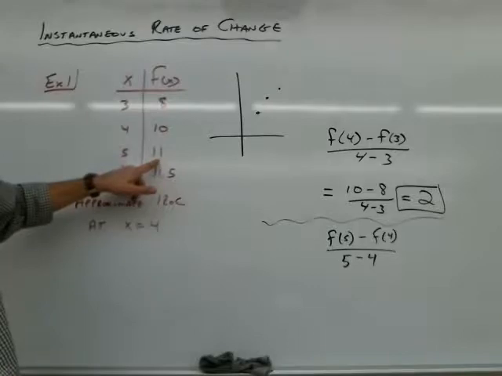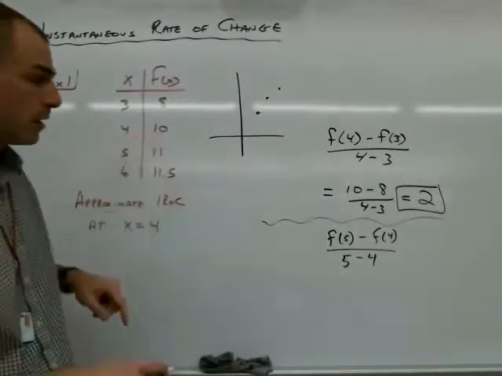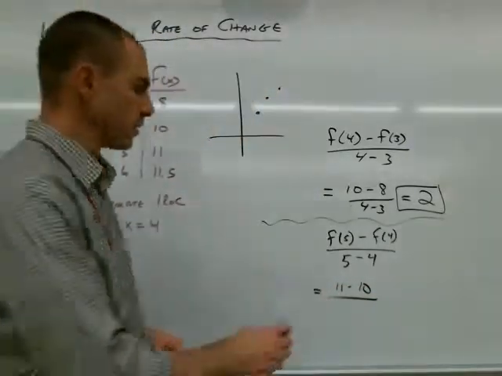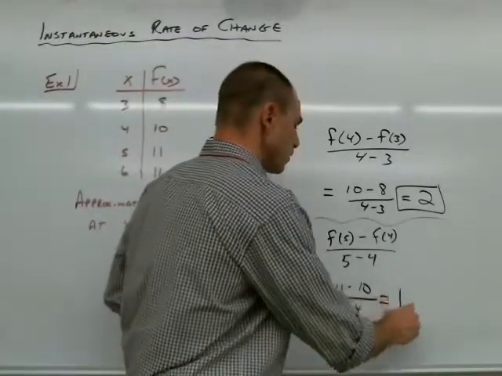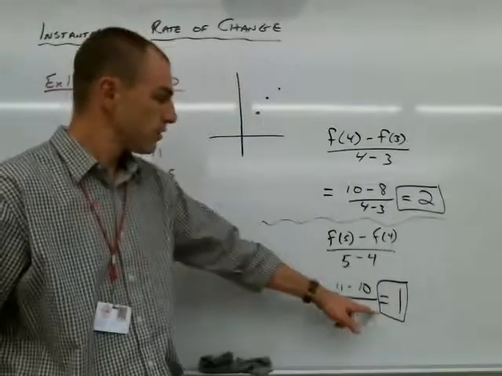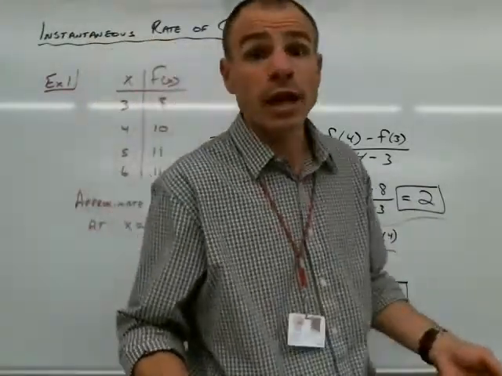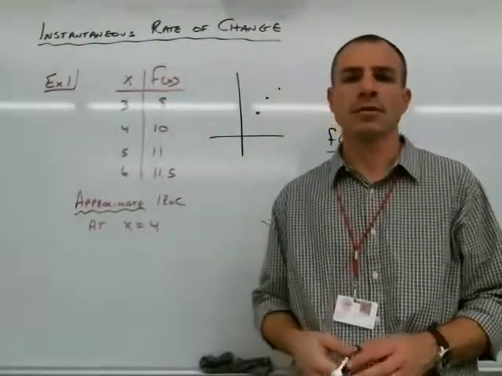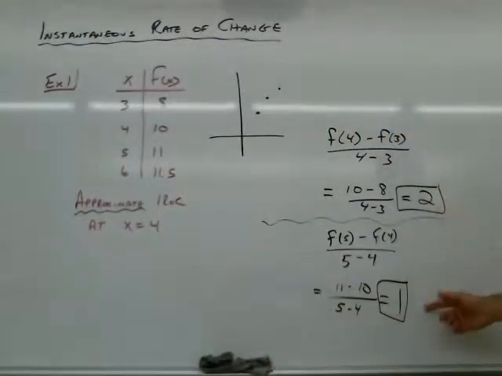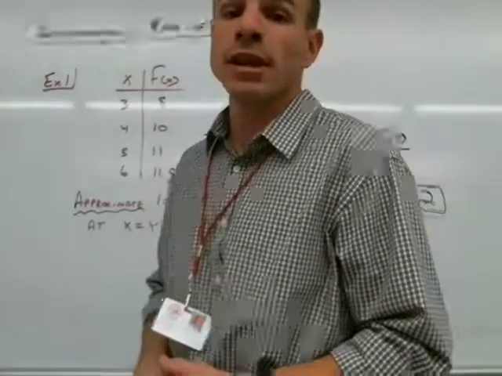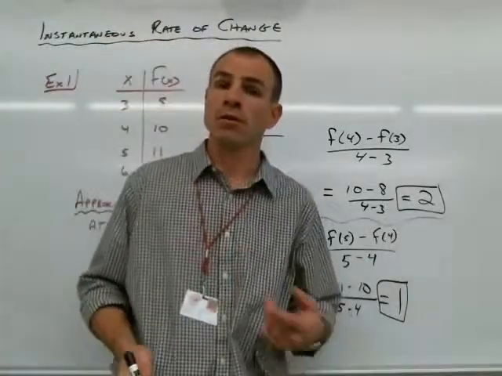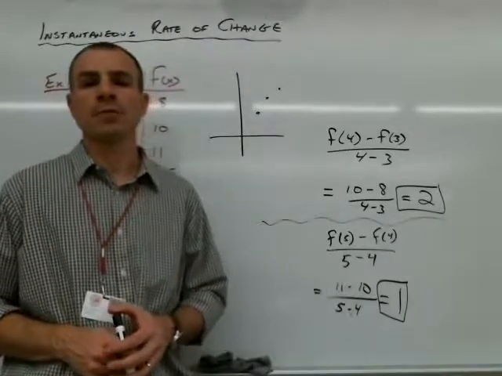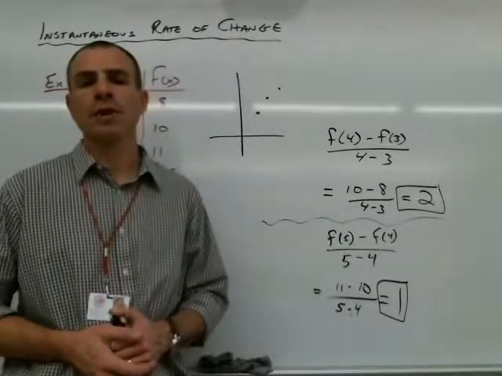So f of 5 is 11. f of 4 is 10. So we'll have 11 minus 10 over 5 minus 4, and we can see that this simplifies to 1. Now, one answer is obviously not the same as the other. That's okay, because ultimately we're looking to approximate the instantaneous rate of change. Because it's an approximation, either one of our answers is completely acceptable. You don't have to write them both. You only have to write one, and both are correct, even though they're different, because it's an approximation. So now you've seen this one, give example 2 and 3 a shot, please.